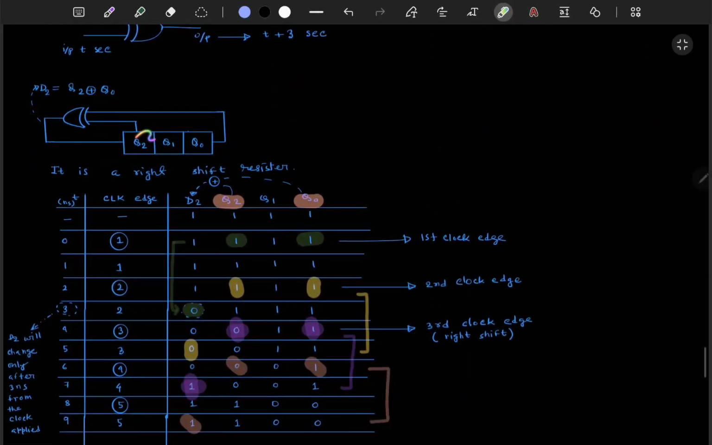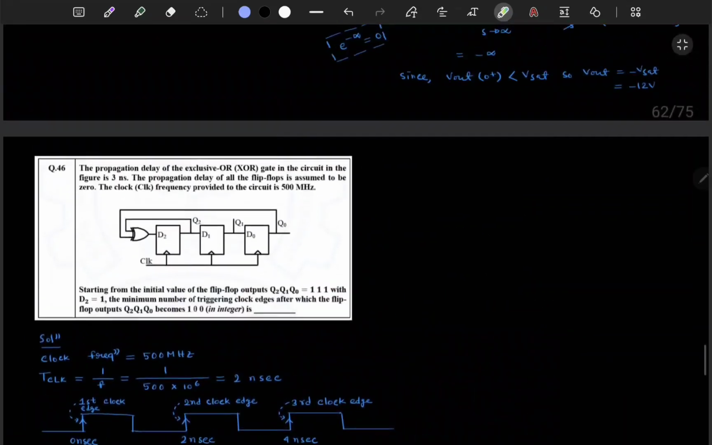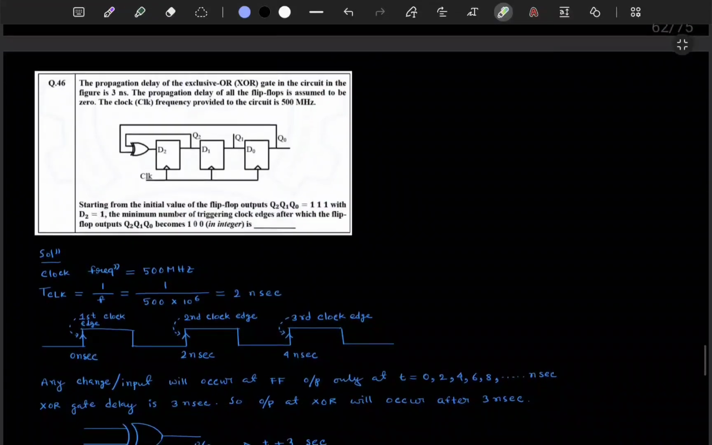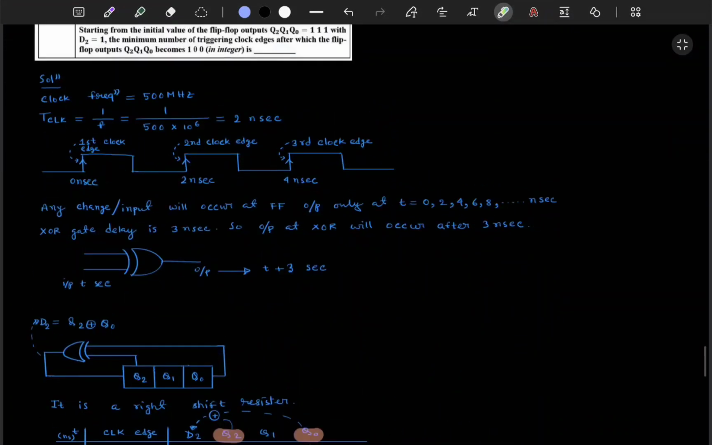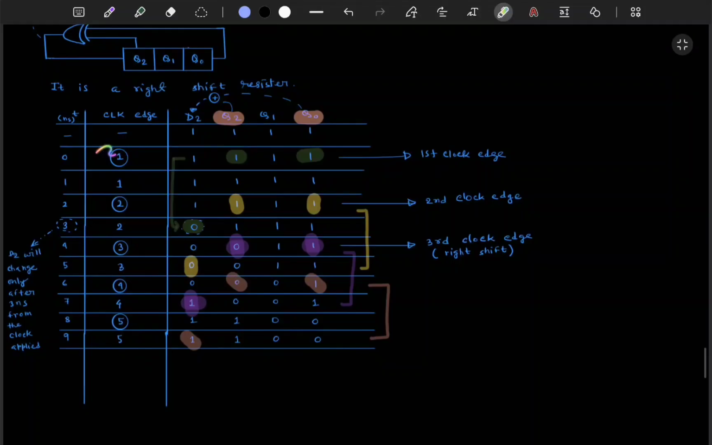So here you can see the same thing. Now it is a right shift register, okay. Every time it is just shifting one bit right whenever the clock is applied. So let's count it. First, initially, this is the state of D2, Q2, Q1 and Q0. Now here we are doing XOR of Q2 with Q0, and D2 we will get whenever the clock is applied, also 3 nanosecond after, because the propagation delay of the XOR is 3 nanosecond.